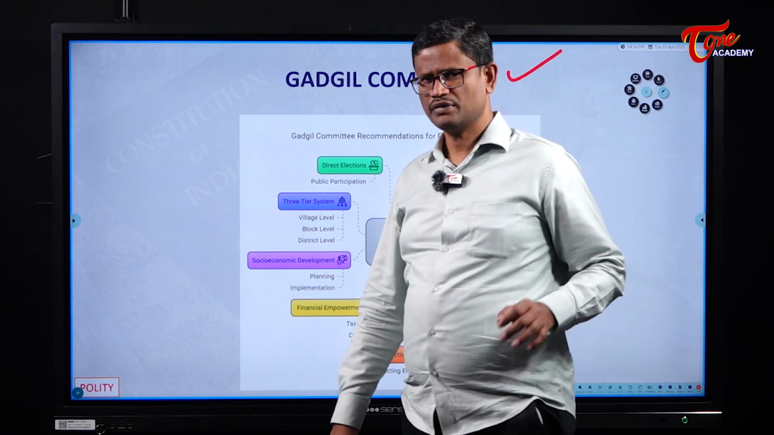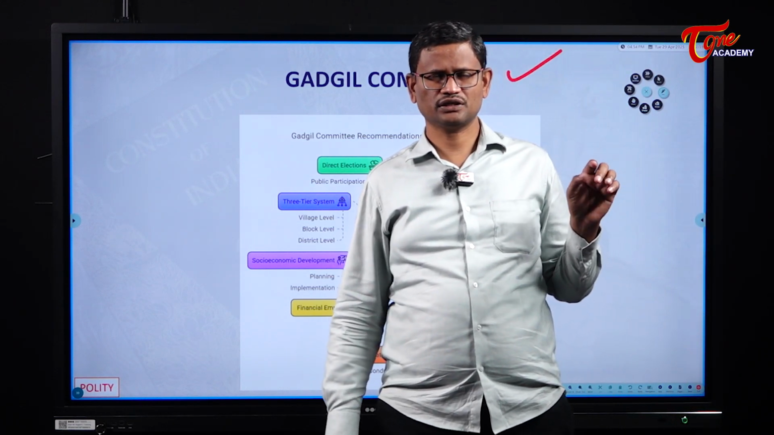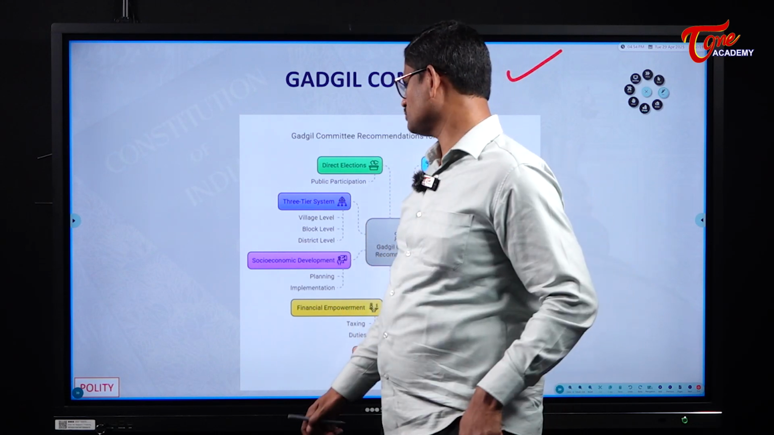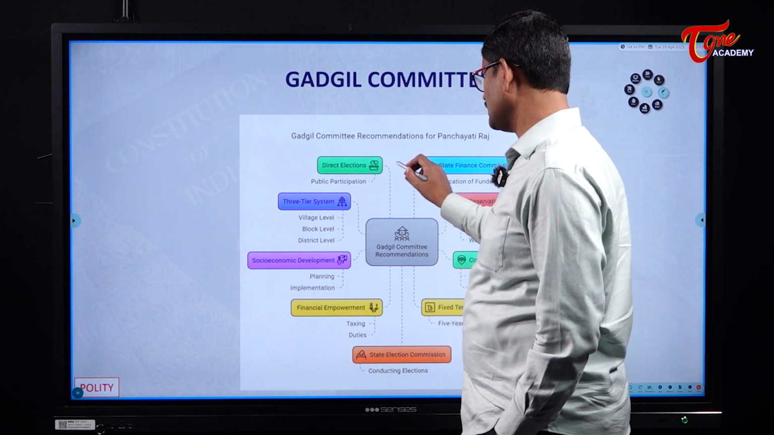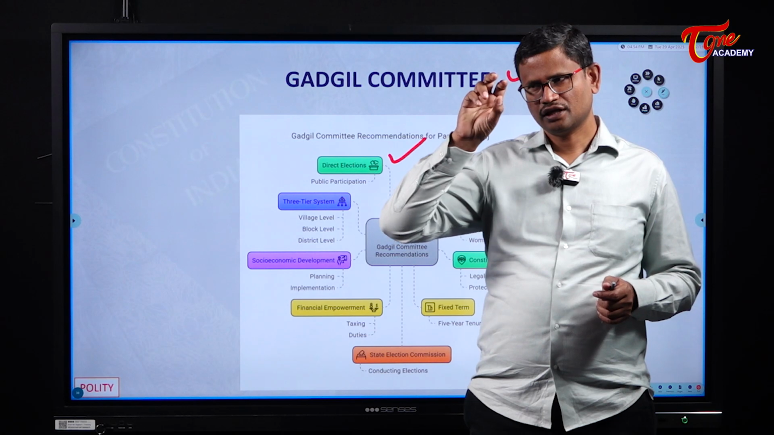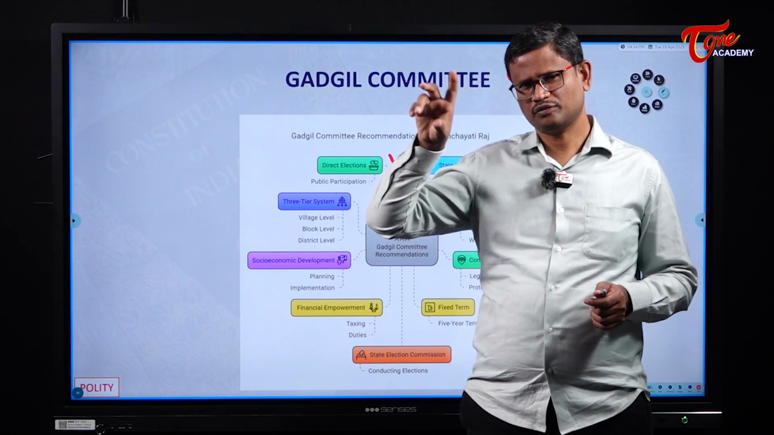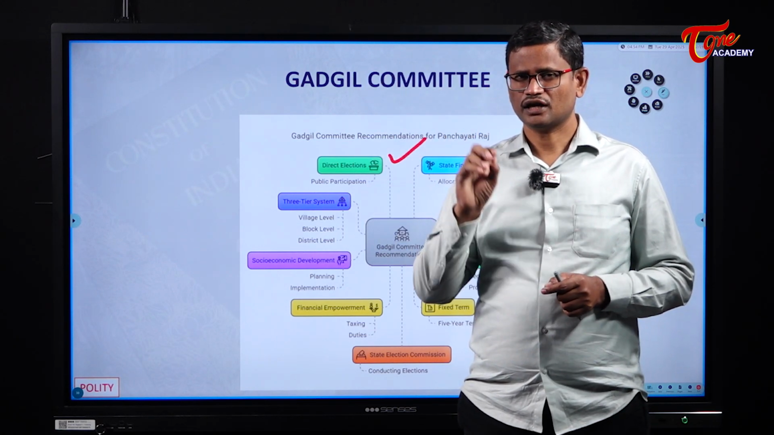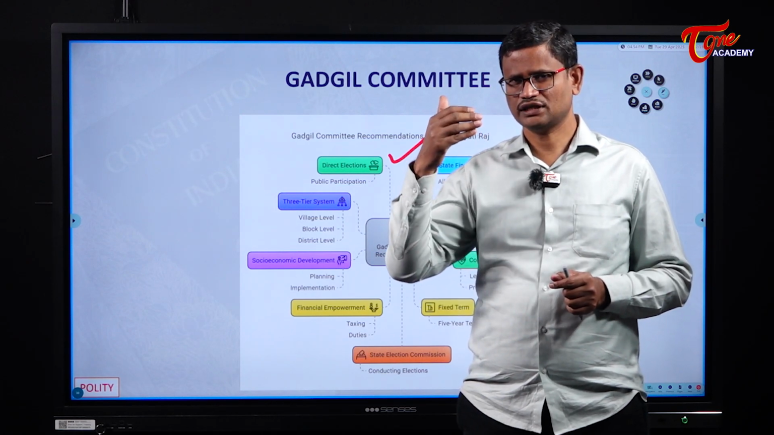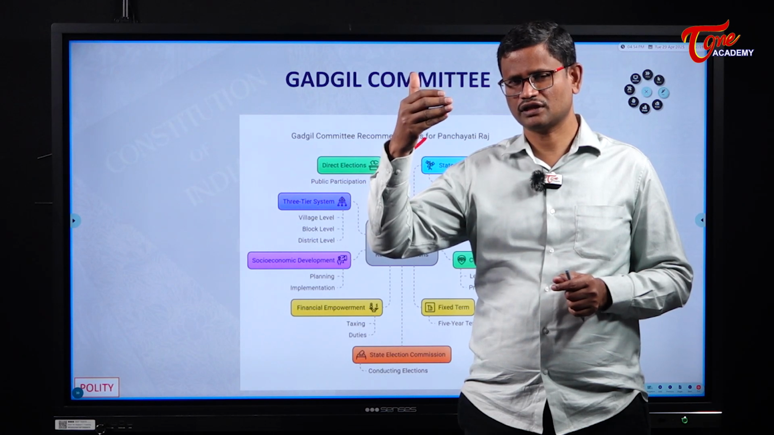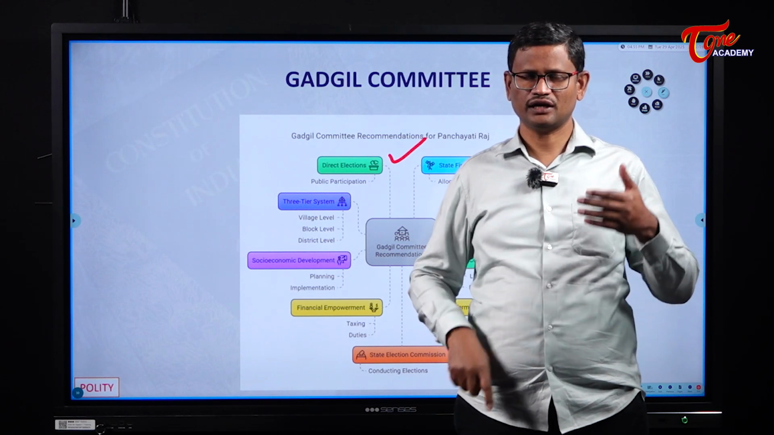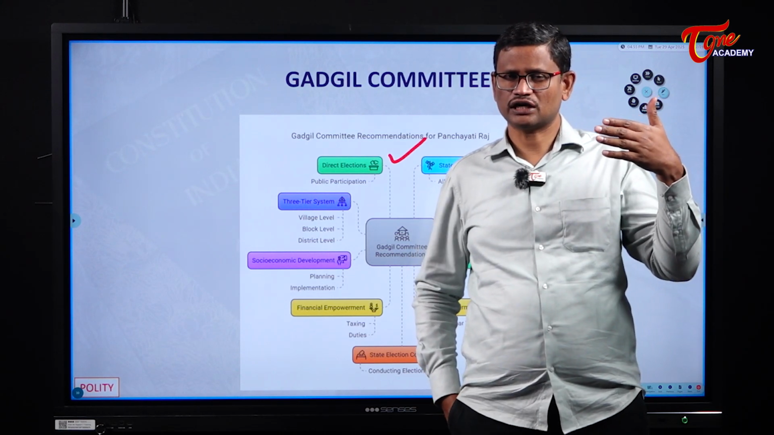It is on the basis of the recommendations of the Gadgil committee that the 73rd amendment to the Indian Constitution was taken up. The most important recommendation is that it has recommended direct elections. I said that in the three-tier Panchayat Raj system recommended by the Balwant Rai Mehta committee, there are direct elections only at the level of Grama Panchayat. At the intermediate and district levels, the elections are indirect. But the Gadgil committee has recommended direct elections at all the three levels.